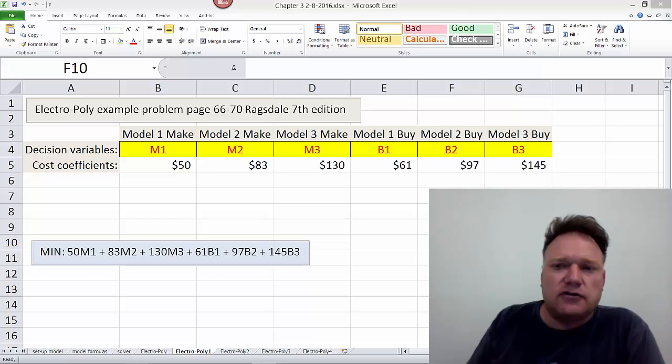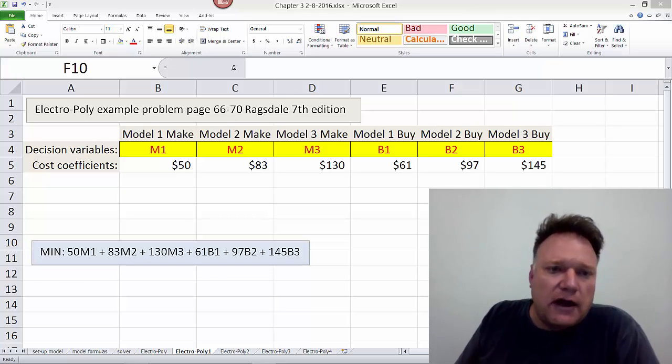In red there, those are just labels letting you know that's where the decision variable goes. And in reality, there are no formulas. There's nothing there. That's where Solver's going to put the ideal number to make or buy of each one.